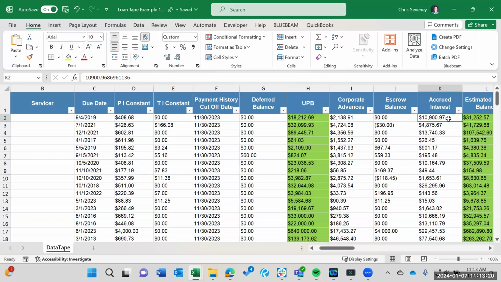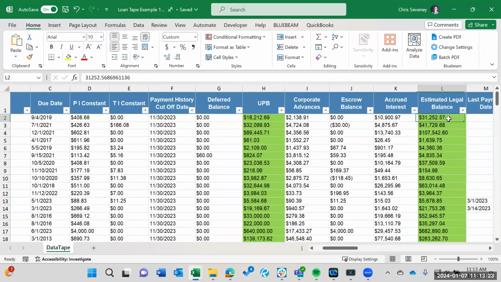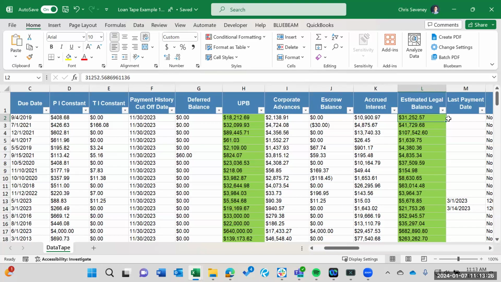And why are the corporate advance, escrow balance, and accrued interest important? Because that will give you the estimated legal balance, that's the total payoff on the loan, which on non-performing loans is typically not the unpaid balance. On performing loans, you will see it more in line or very close to that unpaid balance. So in this instance, if you took the unpaid balance, added a deferred balance, the corporate advances, the accrued interest, and if the escrow is negative, that would get added, or if it's positive, be subtracted, it gives you that total legal balance. Might also be called total payoff.